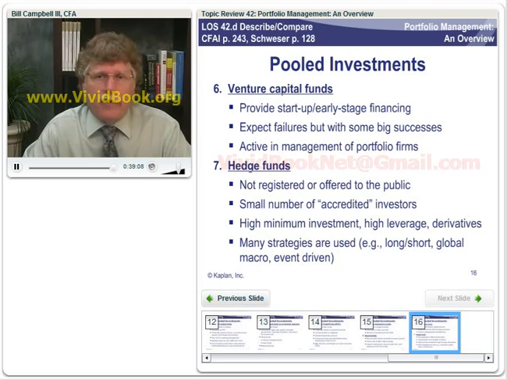Finally, we have hedge funds. Hedge funds are not registered and they're not offered to the public. And hedge funds can have an incredible variety of investment styles. It's almost impossible to categorize hedge funds as a single group. They're so varied. They have a small number of investors, and these are what we call accredited investors. These are sophisticated investors. These are investors that have at least $1 million that they can invest, or very high net worth.